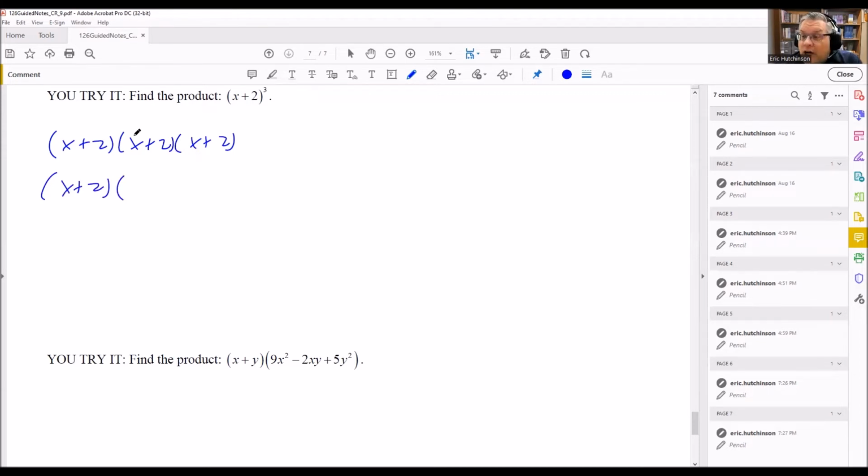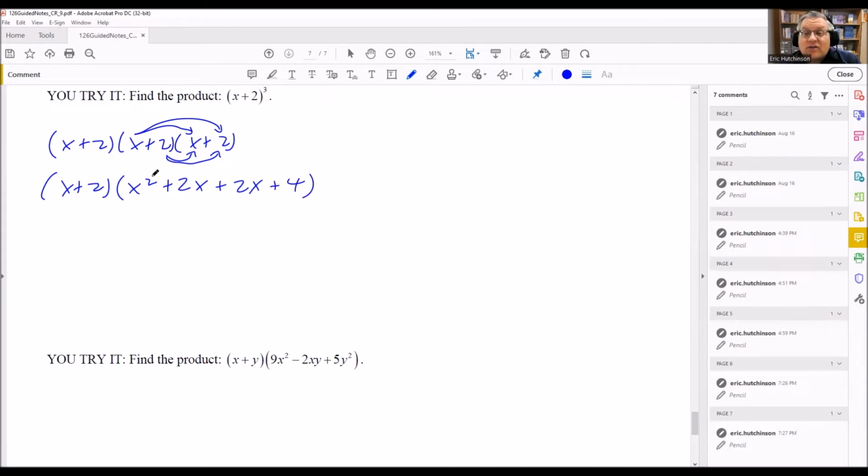Now that one you can do by the following method. We do x times x is x squared. And then we do x times 2, so it's plus 2x. We're also going to do the inside ones. That's another 2x. And then we're going to do the last term. So we did first, then we did outer, inner, and now we're going to do last. So that's following the foiling method.